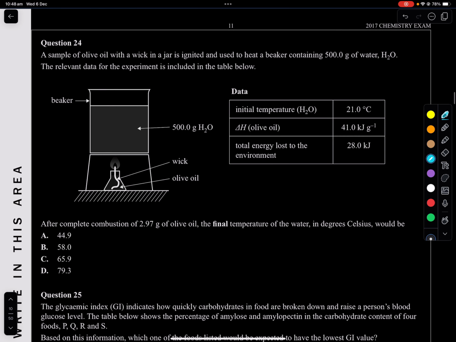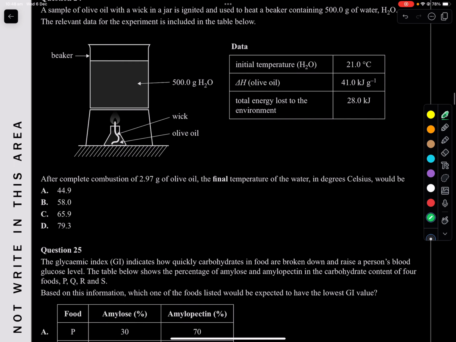Okay, question 24. It says, a sample of olive oil with a wick in a jar is ignited and used to heat a beaker containing 500 grams of water, H2O. The relevant data for the experiment is included in the table, and we have the initial temperature, the change in H, and the total energy lost to the environment. After the complete combustion of 2.97 grams of olive oil, the final temperature of the water in degrees Celsius is what? Very nice and typical question.